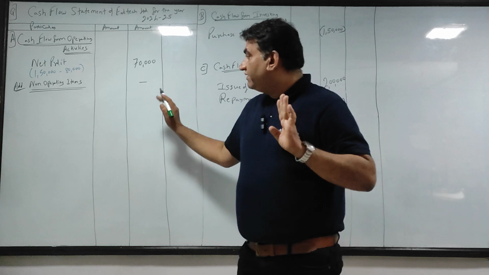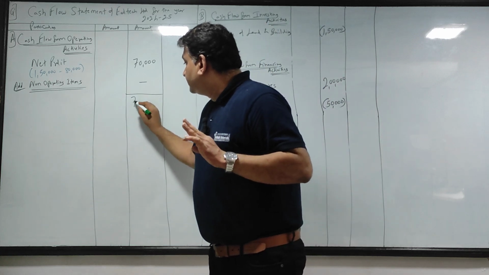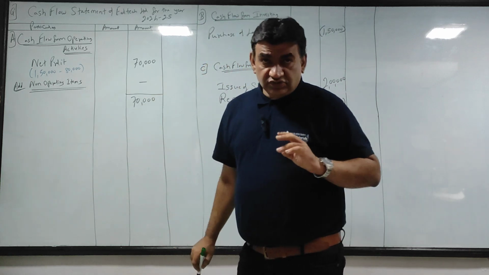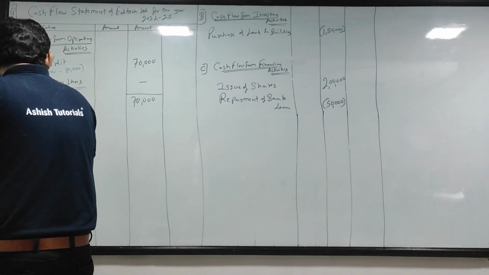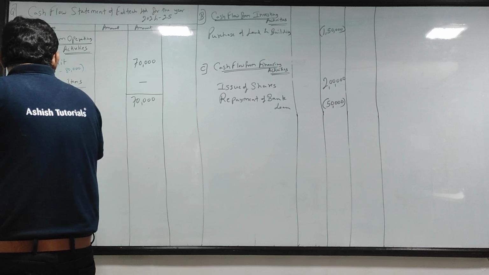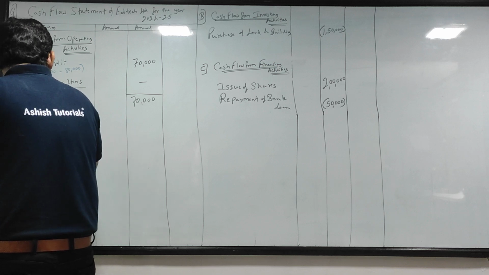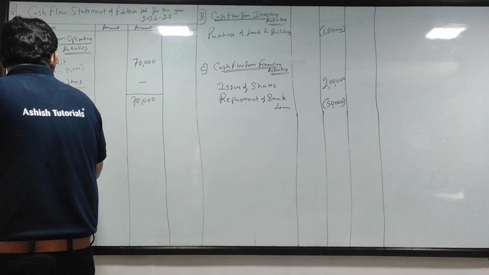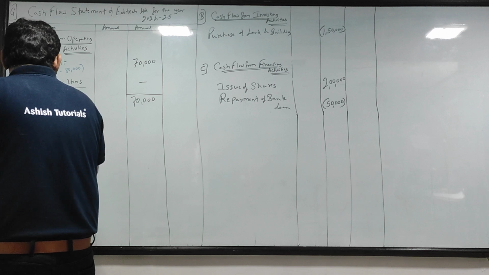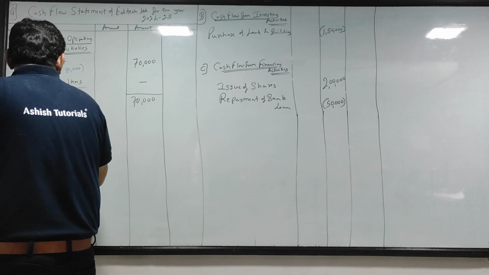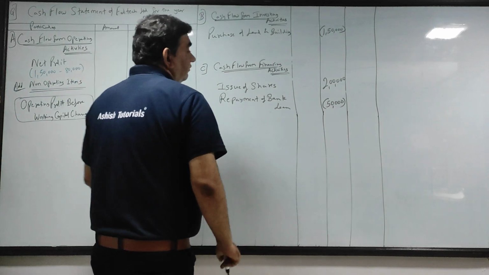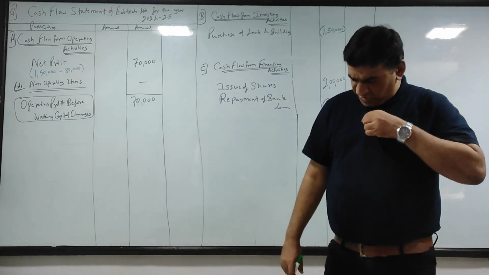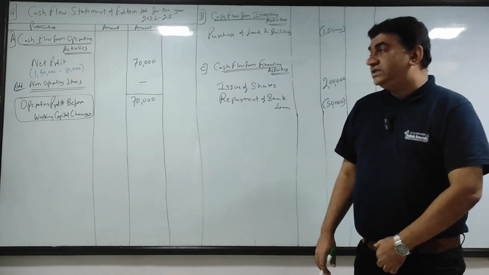Okay, so 70,000 plus nil, this becomes 70,000, and against this you will write operating profit before working capital changes. This is operating profit before working capital changes.